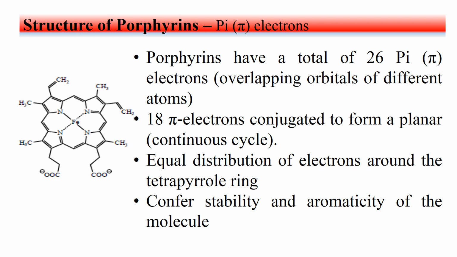The porphyrins have a total of 26 pi electrons. The 18 pi electrons are conjugated to form a planar ring. Equal distribution of electrons across the tetrapyrrole ring confers stability and aromaticity on the molecule.